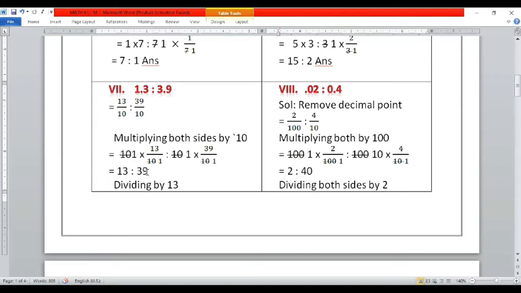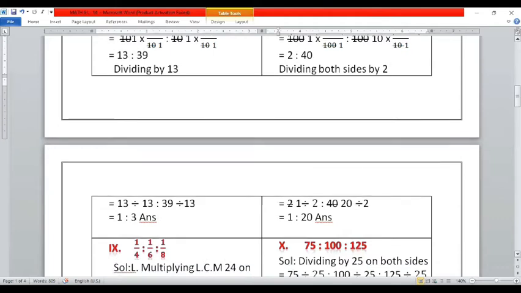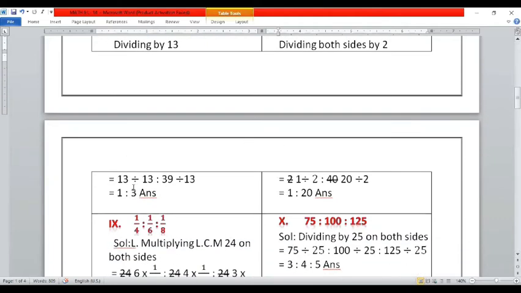Dear student, this is not a simplified ratio. By the same pattern or procedure that we have done, I will divide both by 13. 13 divided by 13, 39 divided by 13. 13 can divide the 13 one time, so the answer is 1. The table of 13: 1 time 13, 2 times 26, 3 times 39. Here the answer is 1 ratio 3.